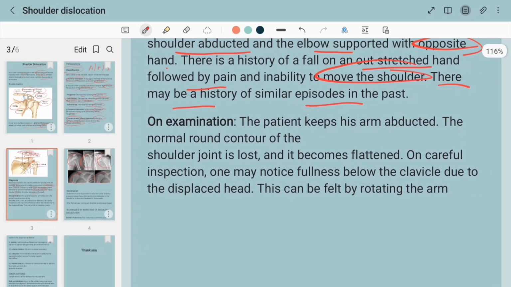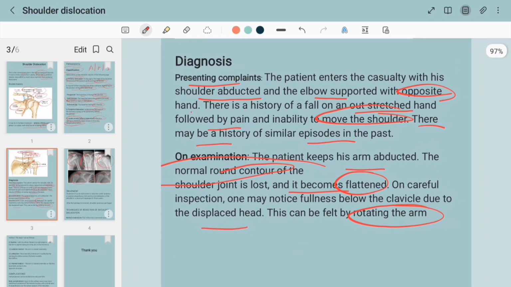Now on examination, the patient keeps his arm abducted, and the normal round contour of the shoulder joint is flattened. On careful inspection, fullness may be noticed below the clavicle due to the displaced head. It can be felt by rotating the arm. When we rotate the arm, we can feel it on the deltoid side.